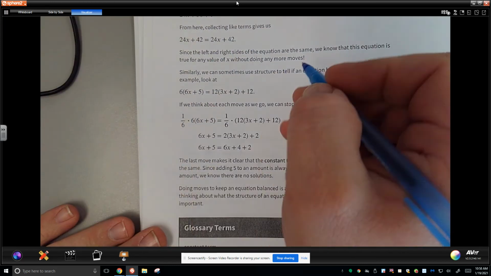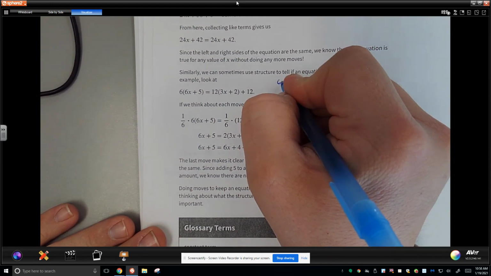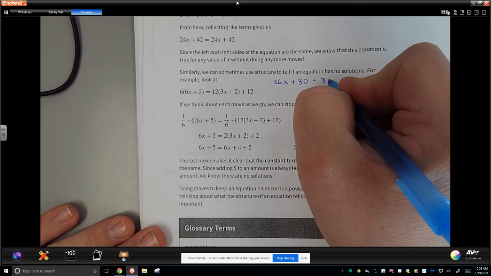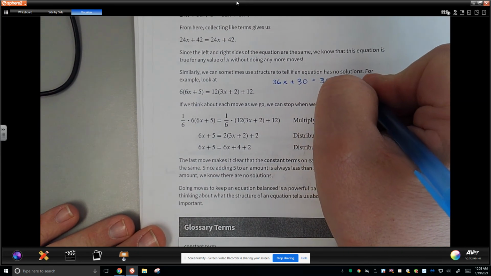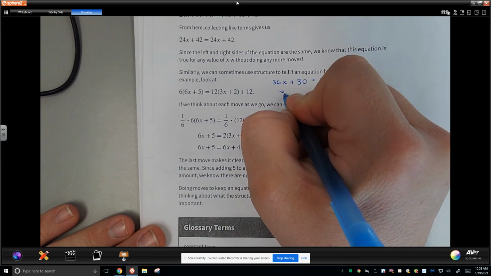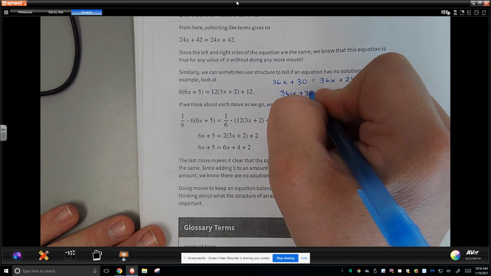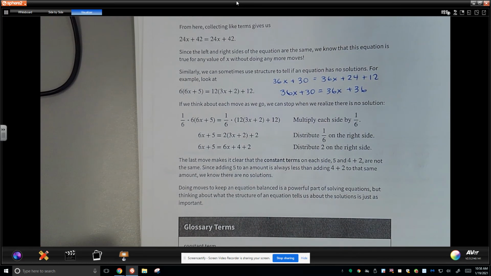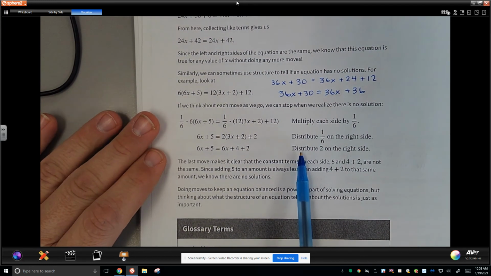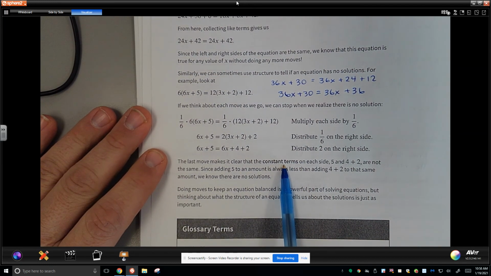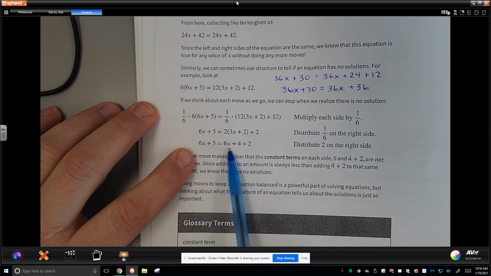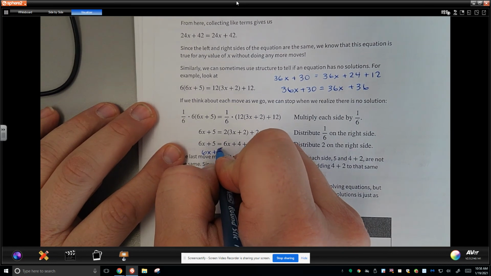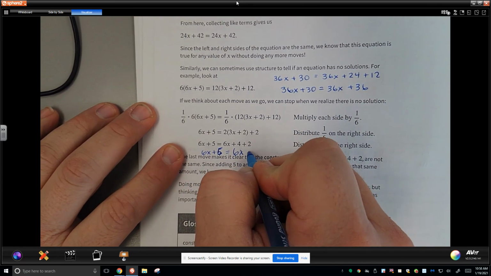Likewise, you could, if you wanted to, go ahead and distribute, and you get 36 times x plus 30 is equal to 36 times x plus 24 plus 12, which gives us 36 times x plus 30 is equal to 36 times x plus 36. And then that last move makes it very clear. The constant terms on each side, in this case, they had a 5, and over here, the very last thing we would see is 6 times x plus 5. Whoops, sorry, struggling to write today. And 6 times x plus 6.